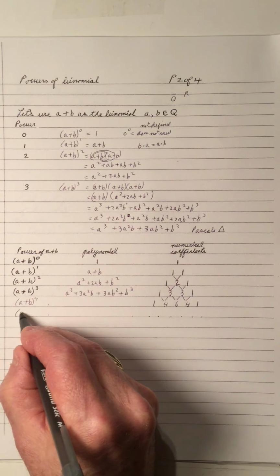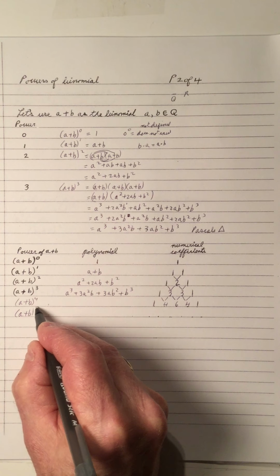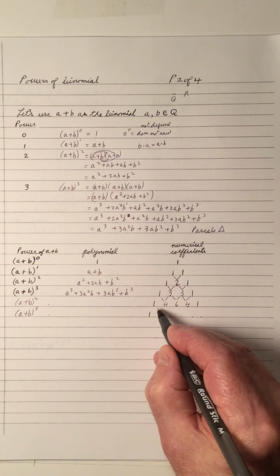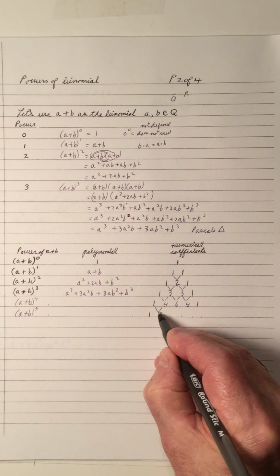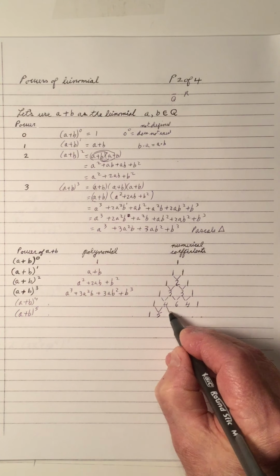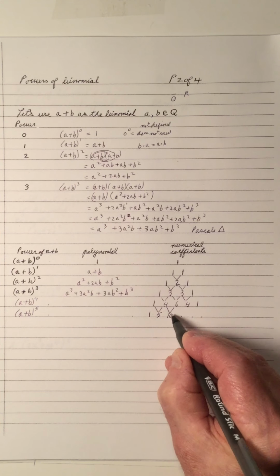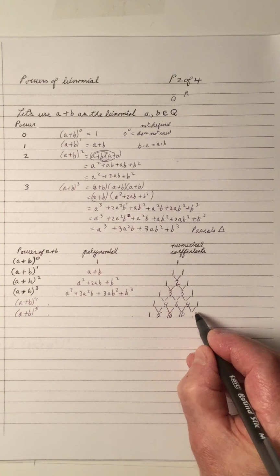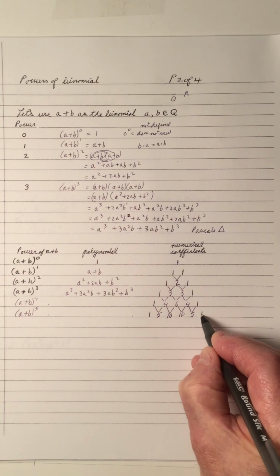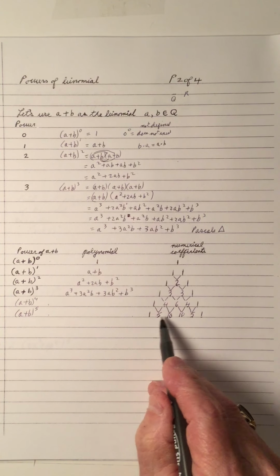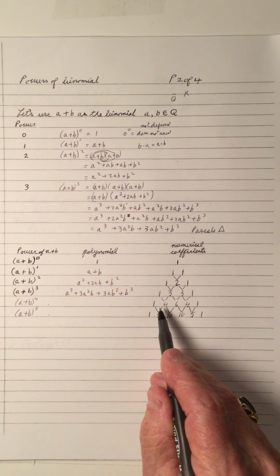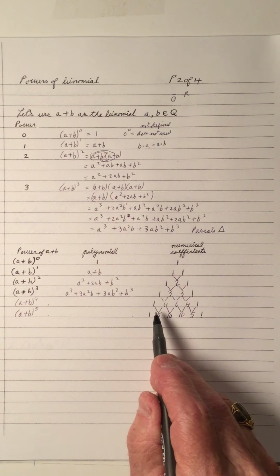And if this is a plus b to the 5th power, then let's go again. That's a 1, and 1 and 4 gives me a 5. 4 and 6 adds up to give me 10. 6 and 4 gives me a 10. 4 and 1 gives me a 5, and that's a 1 on the end. So these are the coefficients, the numerical coefficients that are in front of the terms.